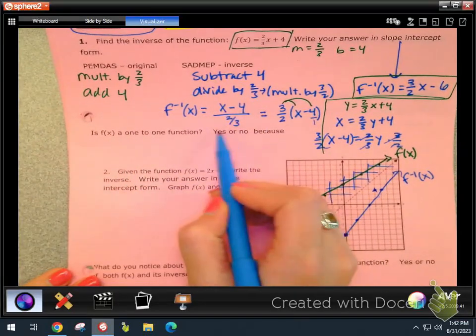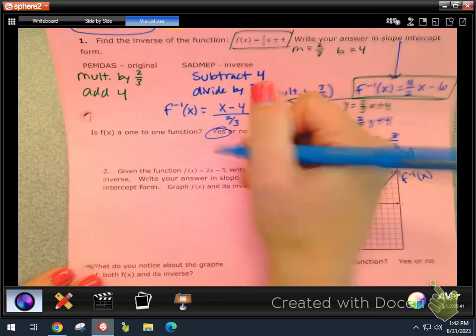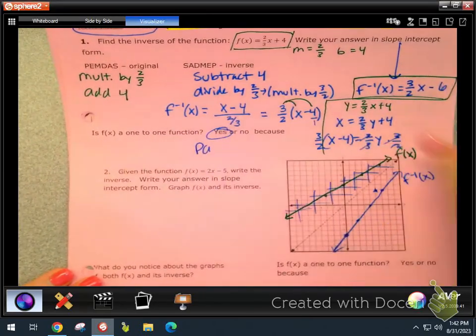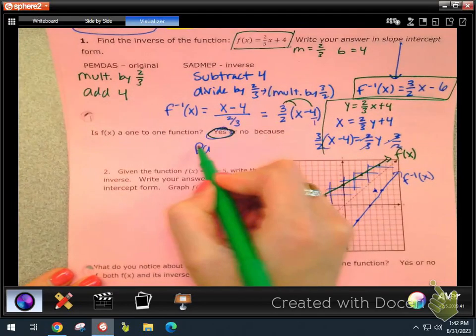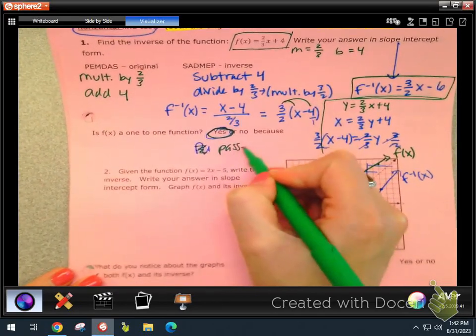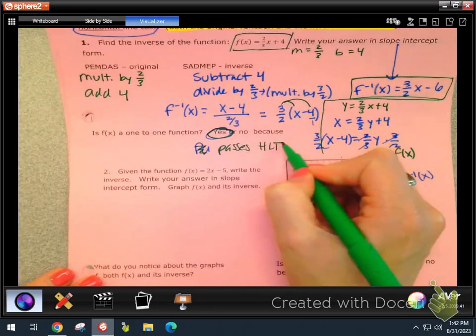So is f of x one-to-one? We're going to say yes. And we're going to say that because the original, I should write in green because I'm talking about the original, passes the HLT.